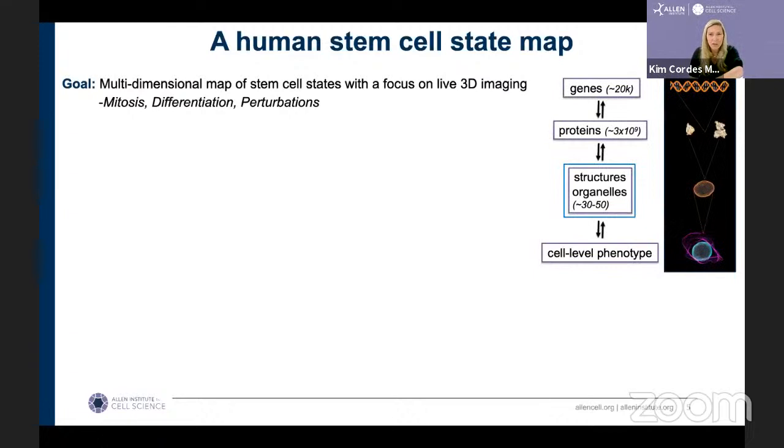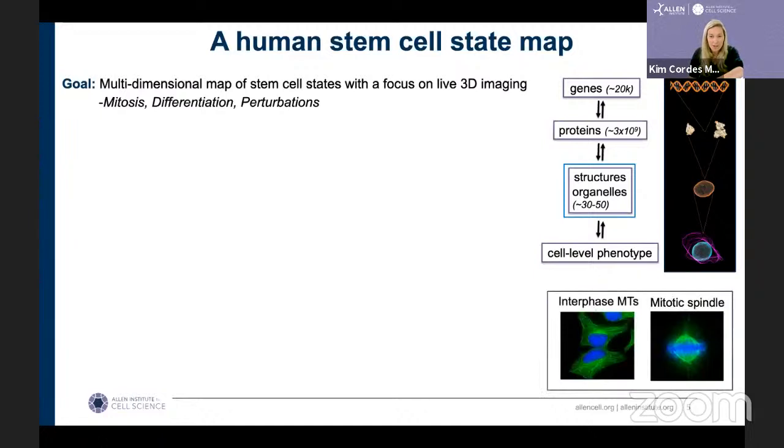Now, there's been lots of research in recent years on genes and proteins and how they influence disease or phenotype, shown on the right. But there's really a gap in the knowledge of that intermediate step, the structures and organelles, meaning how do those genes influence the composition, shape, and functioning of cells? And how do those variations really affect disease?